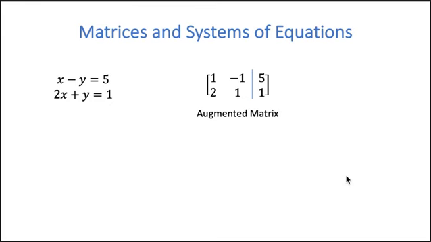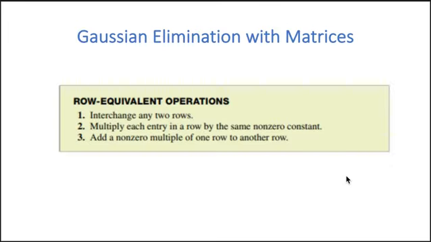Okay, now I'm going to teach you a couple things that you are allowed to do with matrices, and then we're going to use them to solve this system. So here are some row equivalent operations. We're allowed to take a matrix and interchange any 2 rows. We can multiply every entry in a row by the same non-zero constant, and we can add non-zero multiples of one row to another row.